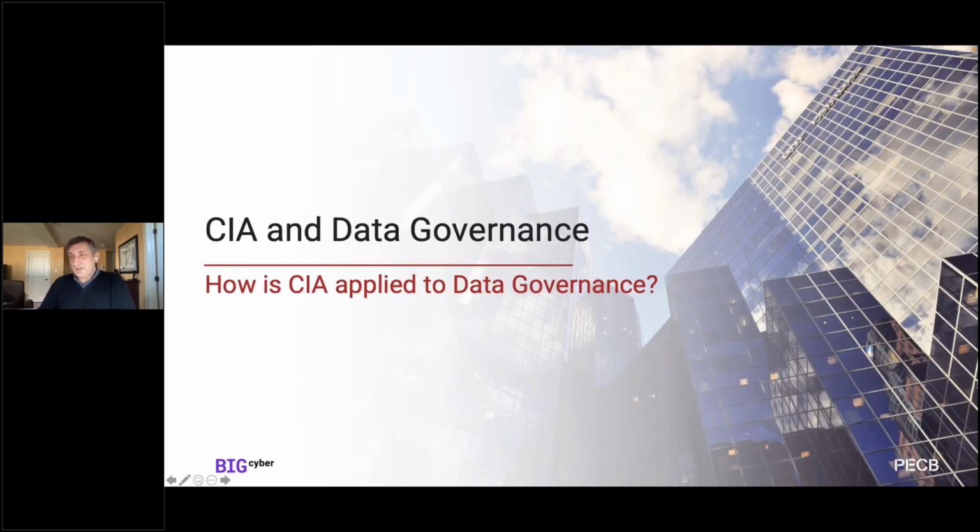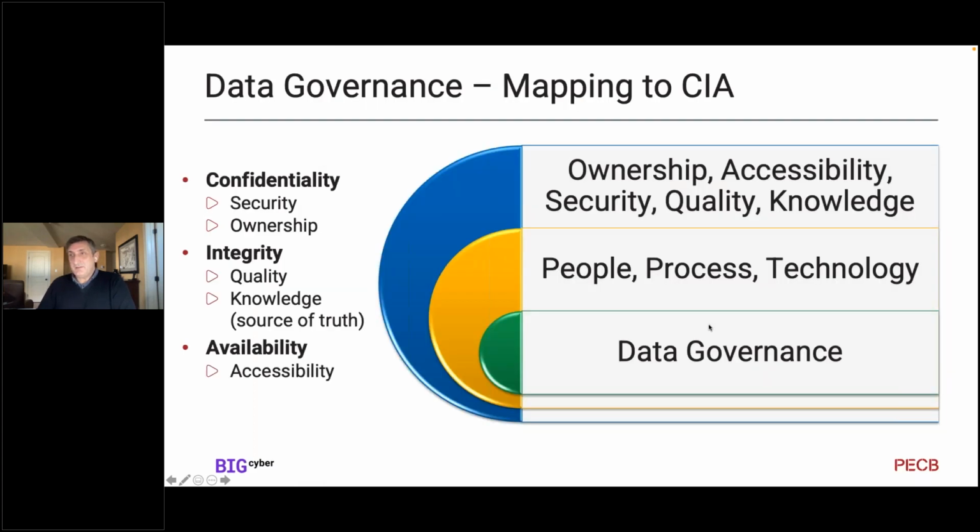So let's pull CIA directly into these three areas. For data governance, I've broken down C, I, and A on the left, and just taken a couple of the topic areas from each one of these just to show examples of how to apply CIA to this particular realm, I guess, of information security, the data governance realm. So on the confidentiality side, I want to make sure that security is addressed and ownership is addressed for data governance.